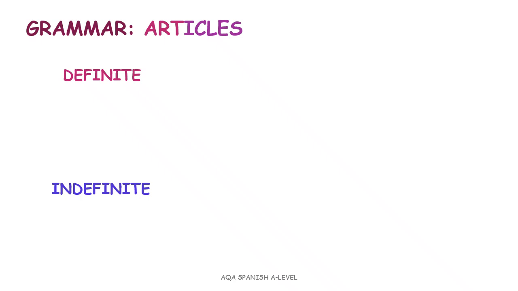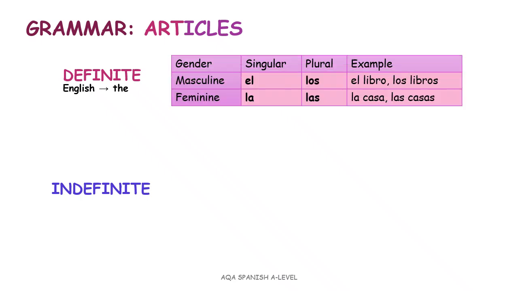Definite articles refer to something specific or already known. In English, we just say "the" for everything, but in Spanish, the article agrees in gender and number with the noun. They are el for singular masculine, los for plural masculine, la for singular feminine, or las for plural feminine. For example, the book would be el libro, while the books would be los libros, or the house would be la casa, or the houses, las casas.